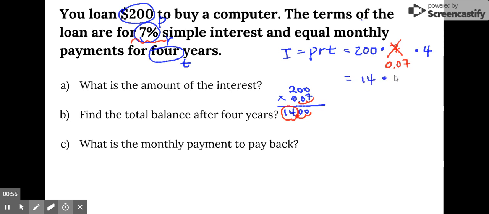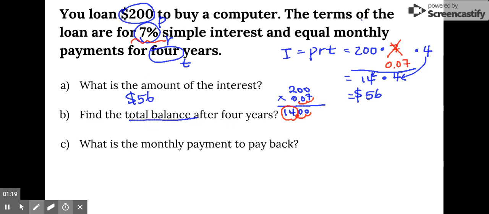14 times 4. This is 14, right? Okay, it's times 4. So if you multiply, it's going to be $56. So that means you have to pay $56 for 4 years for $200 to borrow. So what is the amount of the interest? It's $56.